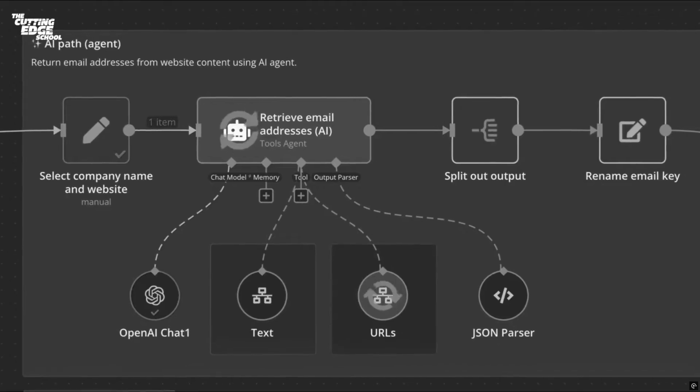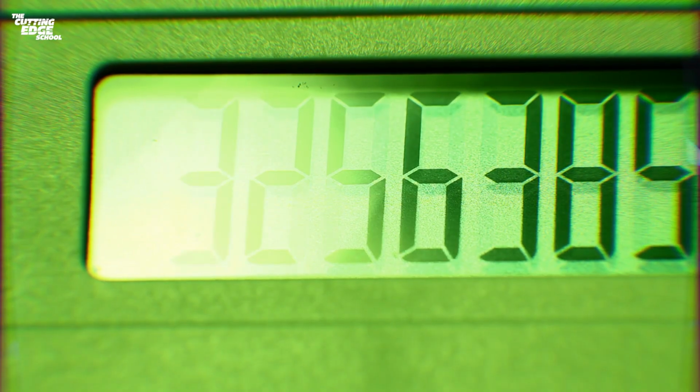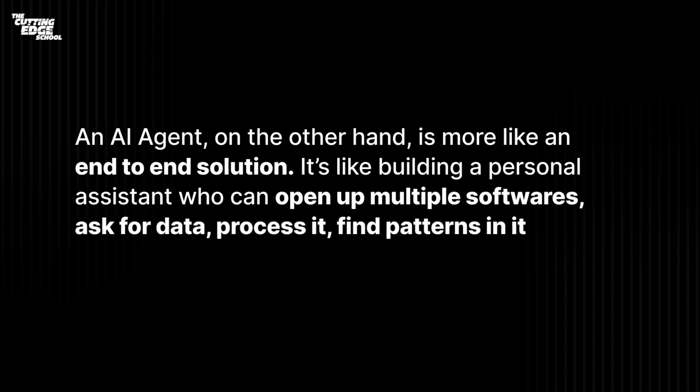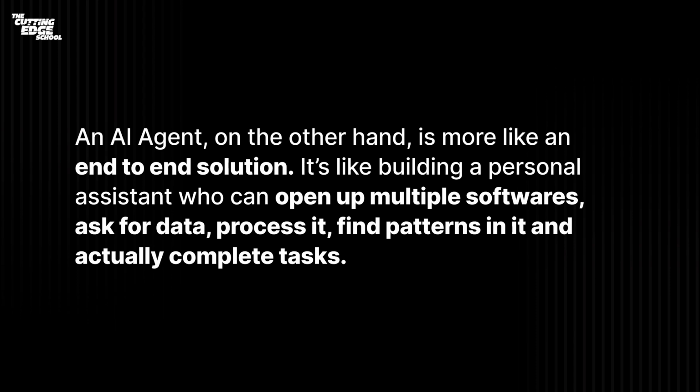So in our last episode, I explained what exactly are AI agents and how are they different from normal AI. See, it's very simple. A regular AI is like a calculator. It can calculate numbers, but it cannot take your company's balance sheet and take financial decisions all on its own. You have to manually operate a calculator and then take data from multiple sources. An AI agent, on the other hand, is more like an end-to-end solution. It's like building a personal assistant who can open up multiple softwares, ask for data, process it, and find patterns in it, and in the end actually complete your tasks end-to-end.